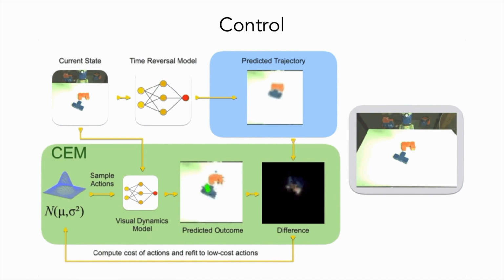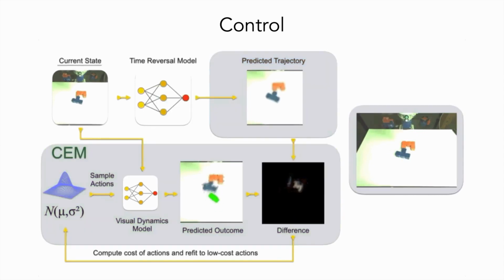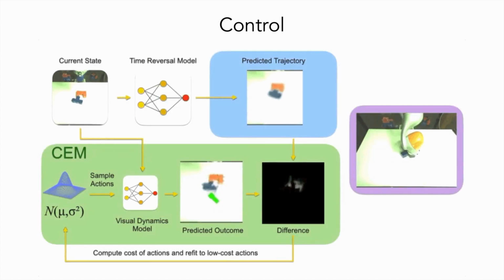Specifically, the planner samples actions, feeds them through the forward dynamics models to get predicted outcomes, and computes the cost of those actions based on their difference to the predicted trajectory. This is used to select actions, which are then applied in the environment. This process repeats until task completion or up to a fixed number of time steps.